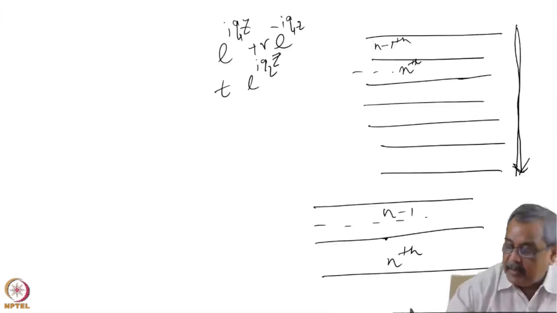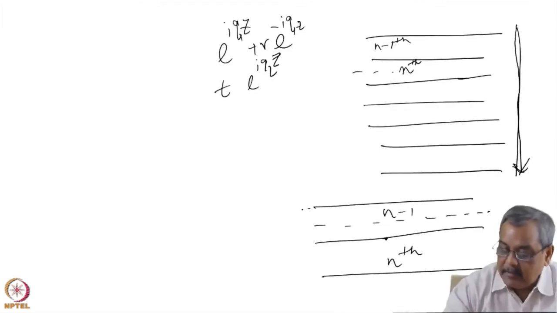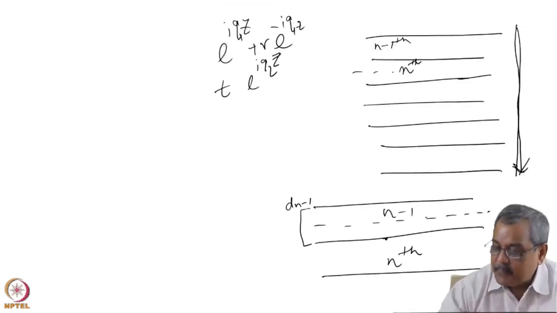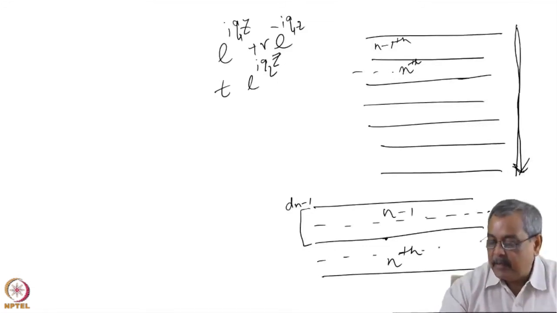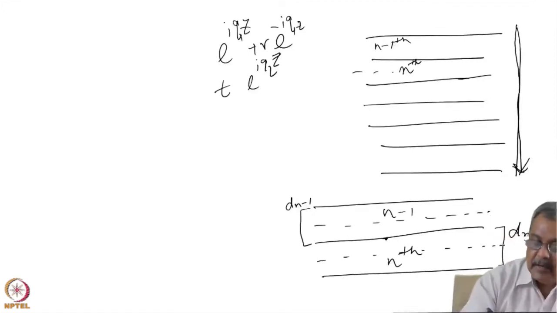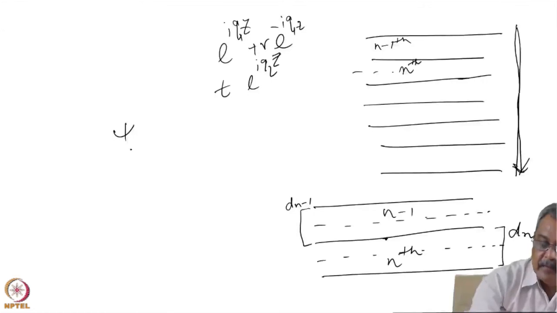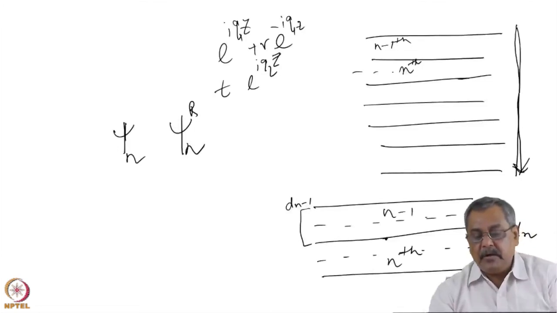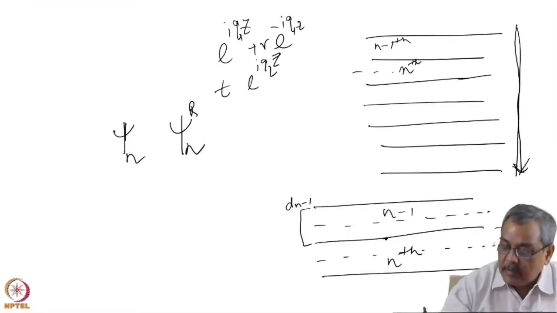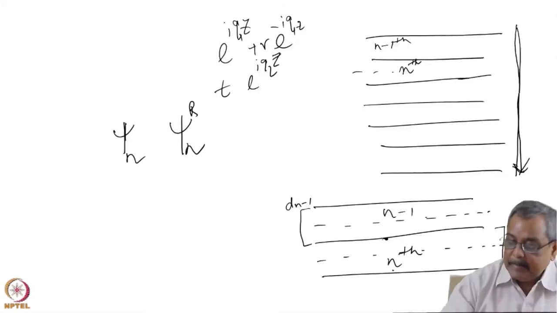I can write, if I consider at the center of the layer, this is the thickness n minus 1, there is d n minus 1 thickness, and nth layer is d n thickness. And at the center of the nth layer, I consider there are two parts of the wave function like this. One is psi, another one is psi r, and n is the suffix talking about the layer that I am discussing. So for such a setup, I have to consider this interface and this interface.